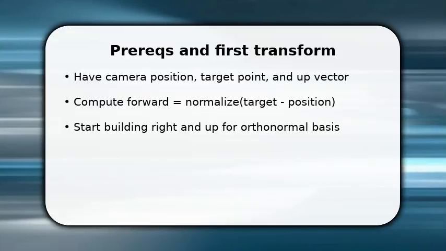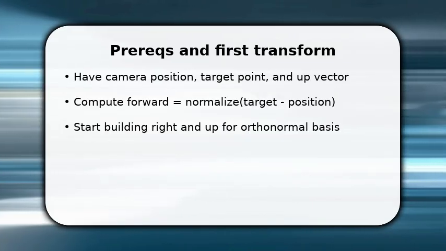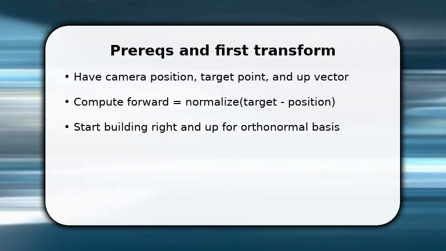You already have the essentials: camera position, target, and an up hint. First, compute the forward vector as normalized target minus position. This defines the view direction. Next, form the right vector by normalizing cross(up, forward). Once done, recompute the orthonormal up as cross(forward, right), so your basis is tidy and perpendicular.